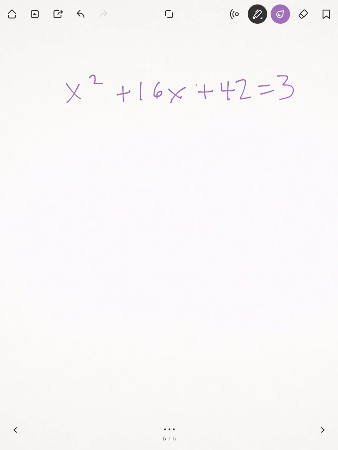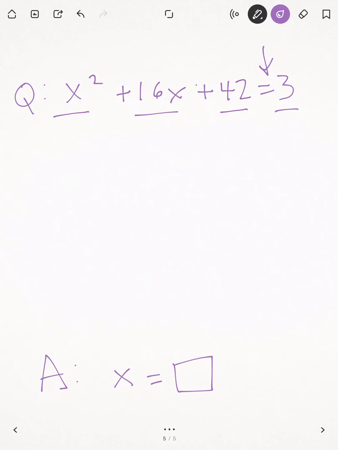If you can do this one, you can do any one. Let's take a look at what we have here. We have an x squared term, an x term, a number, and a number. We have an equation sign, so the question is asking us to find out what value x can be that we can sub it into the original question and make a true statement.